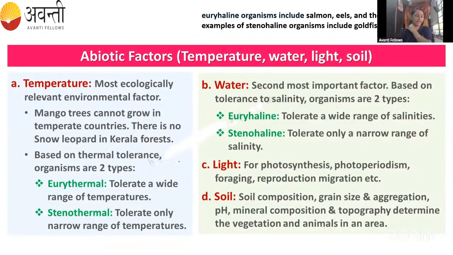Fine. Then coming to the abiotic factors, here the important thing is temperature. The temperature is the most ecologically relevant environmental factor, because you all know that for the growth of the plant and also for the organism we require temperature. And this is an important point. You will get a statement-wise question. That is, a mango tree cannot grow in the temperate countries. In the temperate countries, the mango will not grow because it will grow only in the tropical countries. Okay. Only in the tropical country will the mango tree grow.